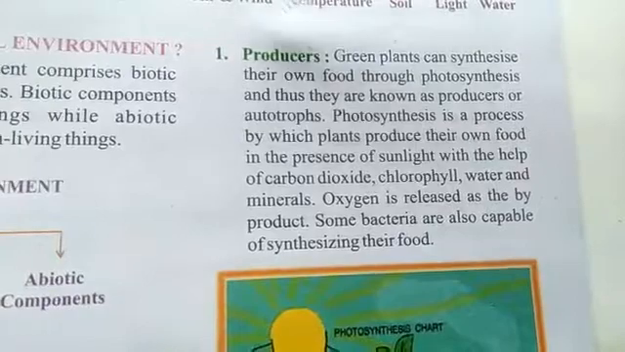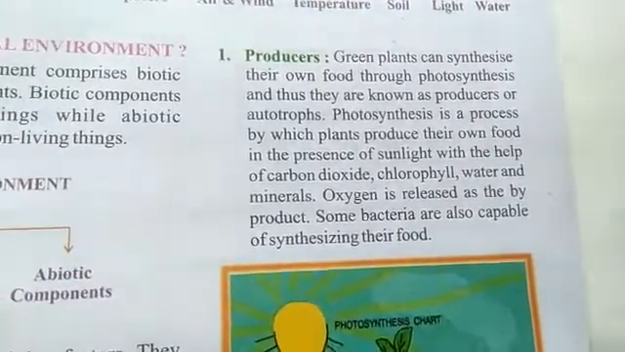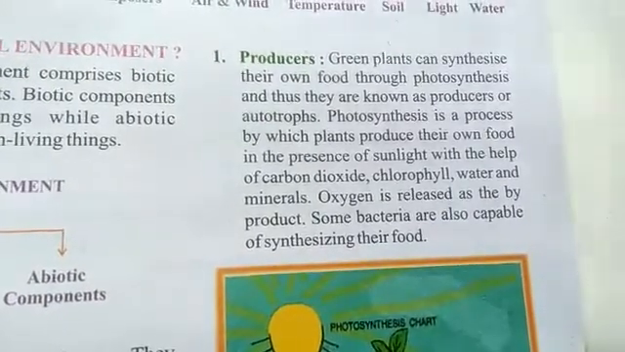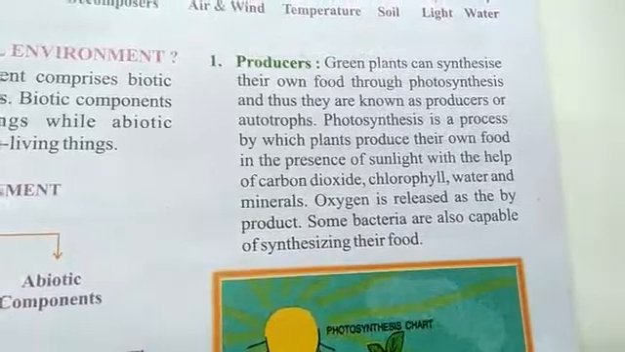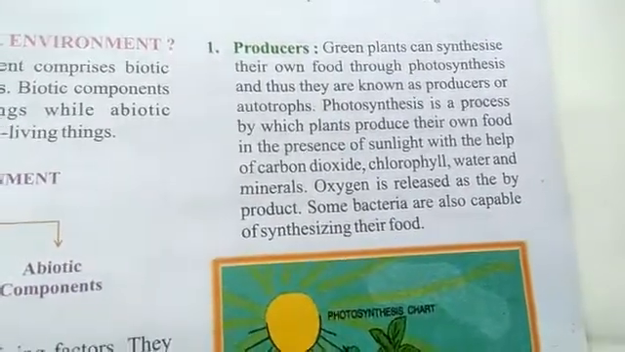Now we will be discussing about producer. I told you in the beginning that biotic comprises of three, producer, consumer and decomposer. First, producer. Producer means what? Producer means that can prepare their own food.